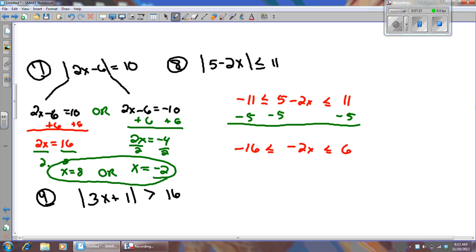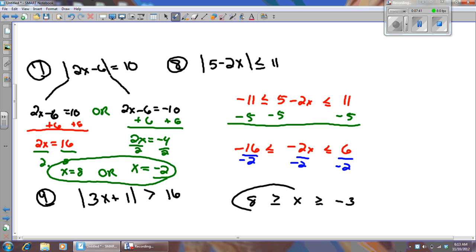And then I will divide by negative 2. What kind of 2? A negative 2. I'm going to get 8, I'm going to get x, and I'm going to get negative 3. But my inequalities are going to flip.